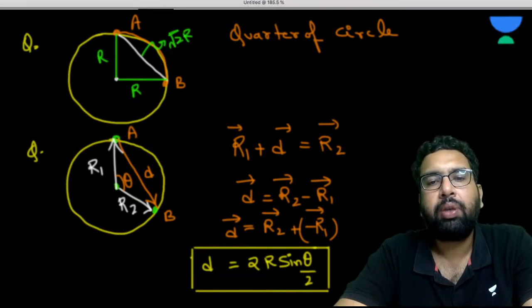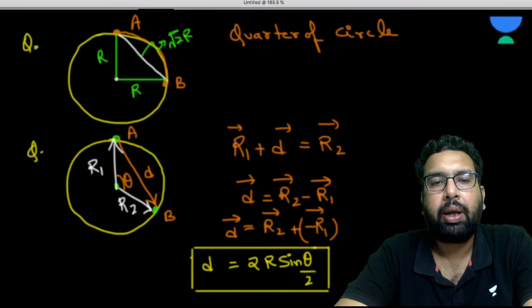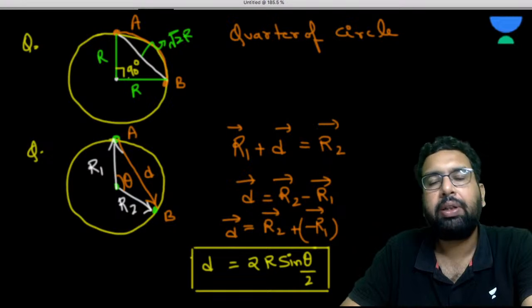What concepts are these? D is equal to 2r sine theta by 2. So if we want, we can directly apply this formula. Let's suppose, for example, in this also you see the angle between these two is 90 degrees. You have to take care of this angle.